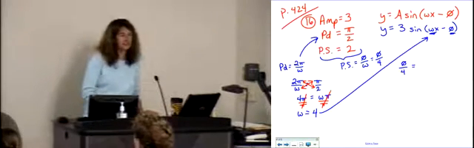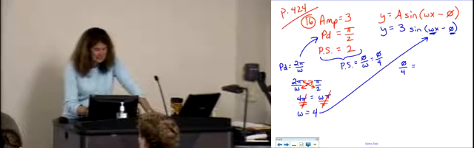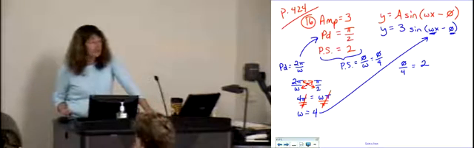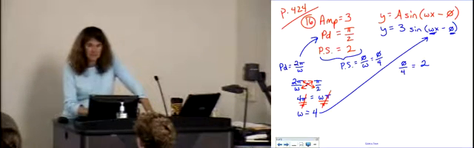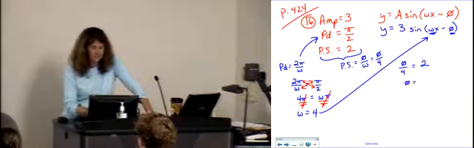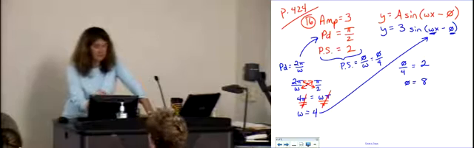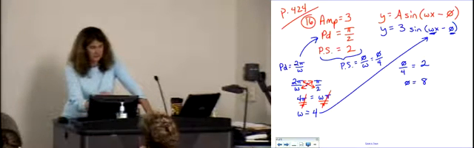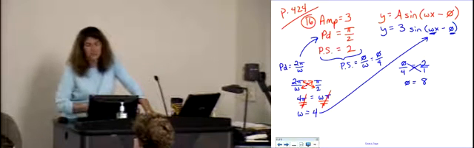Phi over 4 equals what? 2. Okay. I can still cross multiply if I want to. What would I get? Phi equals 8, right? Do you see that? Or you can just multiply both sides by 4. Either way. But I could have said that's 2 over 1. So phi equals 8. Right?